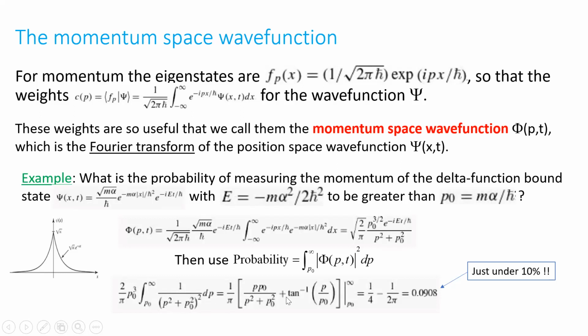Okay, and then we just look up that integral, and it turns out to be about, evaluating it in our favorite program, 0.0908, or just under 10%. So you can see the usefulness of the momentum space wave function. We can immediately find the probability of finding a given range of momenta when we measure the momentum. So it's a very useful thing, and we'll be using it more as we continue in this course, the momentum space wave function.